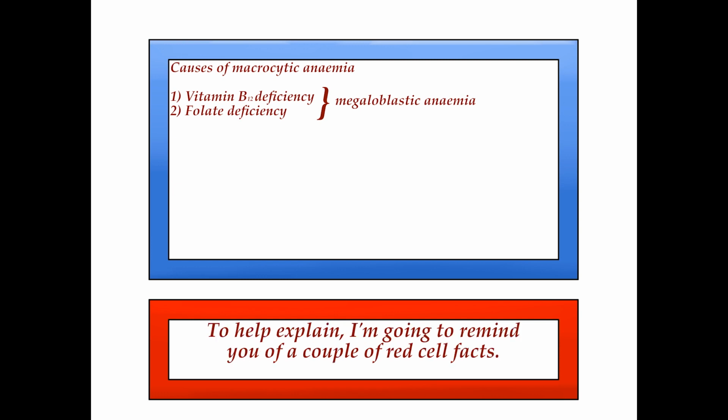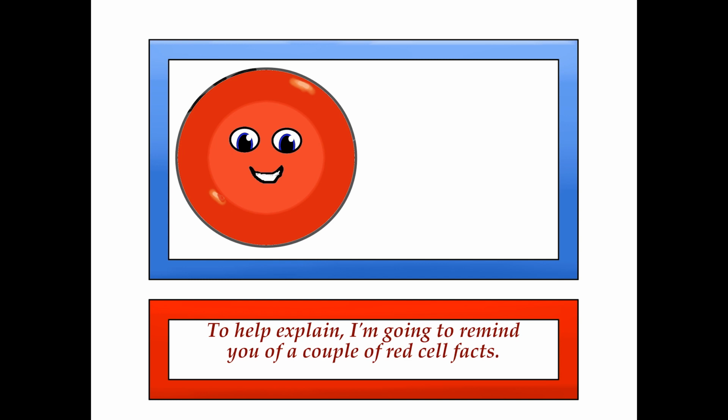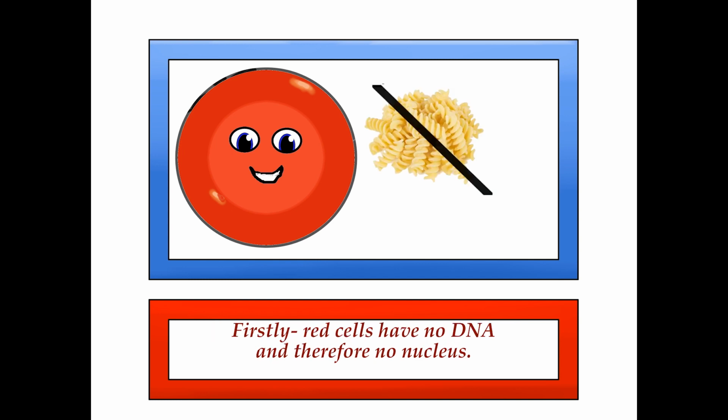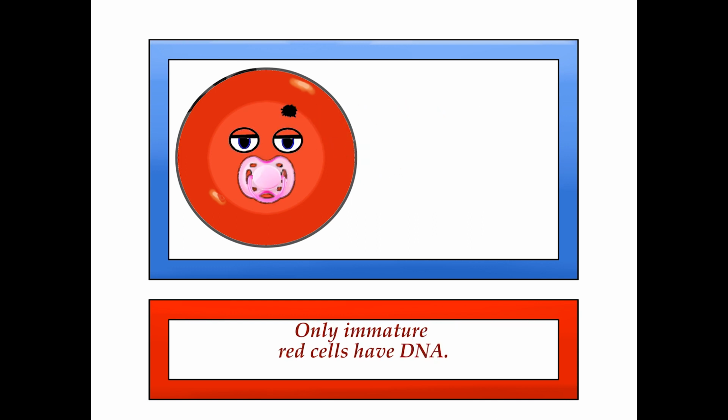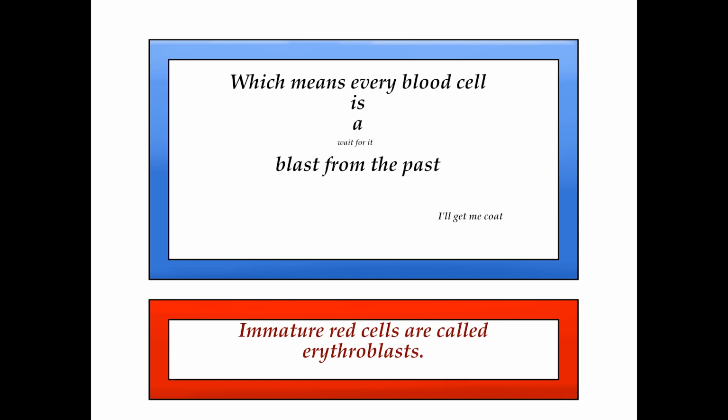So to do this, I'm going to remind you of a couple of red cell facts. Firstly, red cells don't have any DNA, so they don't have a nucleus like other cells. I remember being told this was to fit in as much haemoglobin as possible. I don't know if it's true, but it's a nice idea. Only immature red cells have DNA. Also, immature cells are all called something blasts. So red cells are called erythroblasts or sometimes normoblasts.